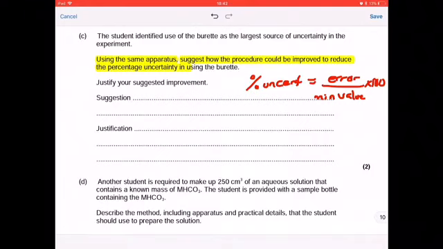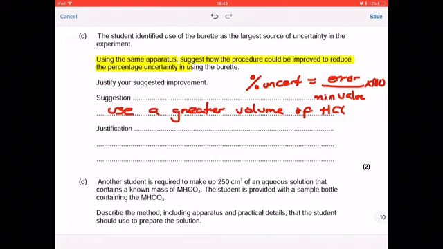The only other value that can change is the minimum value measured. So you want to increase the value measured in order to minimize the percentage uncertainty, because a bigger value on the bottom of that fraction will make the fraction smaller. So the suggestion is to use a greater volume of hydrochloric acid, because that in itself will reduce the percentage uncertainty.